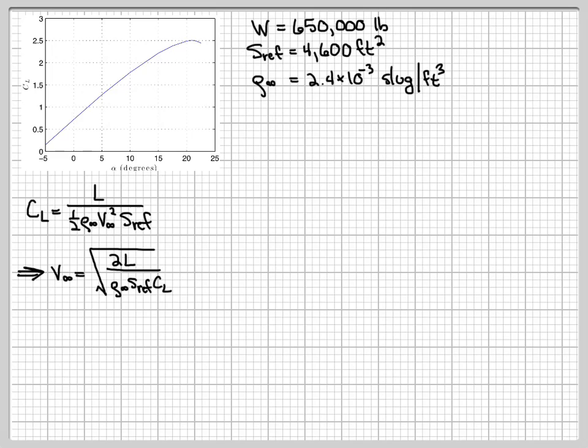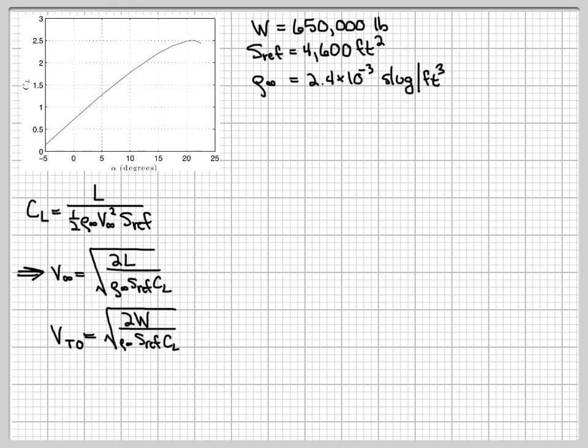Now, in the takeoff condition, we're going to have the lift equal to the weight. The airplane is about to come off the ground, but it's not rapidly accelerating. It's a fairly smooth variation, so we'll approximate the lift as being equal to the weight at takeoff. And so the takeoff velocity will be the square root of 2 times the weight over rho infinity S ref CL. And for a given CL, we can find the takeoff velocity.